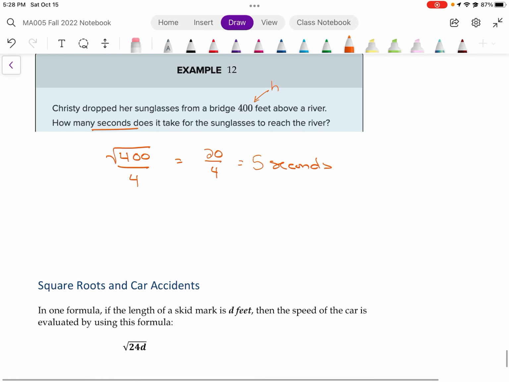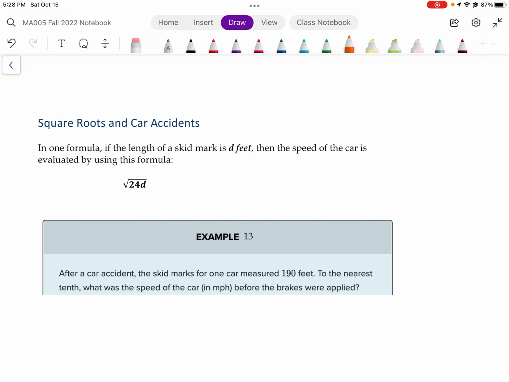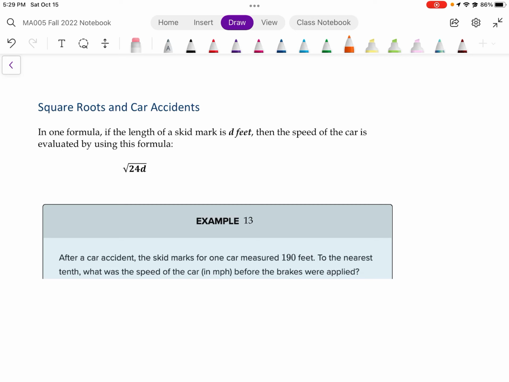All right. So square roots in car accidents. There's a formula for a particular kind of tire and car and all that. If the length of a skid mark is d feet, then the speed of the car can be found. So you always wonder maybe how they figured out how fast a car was going in an accident. They look at the skid marks. So the square root of 24 times the distance of the skid mark will tell you how fast the car was going. And it's in miles per hour.